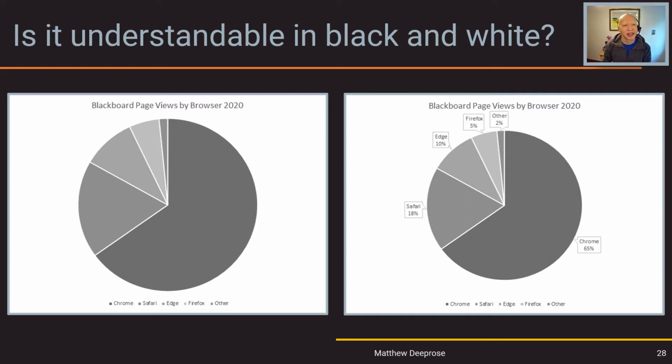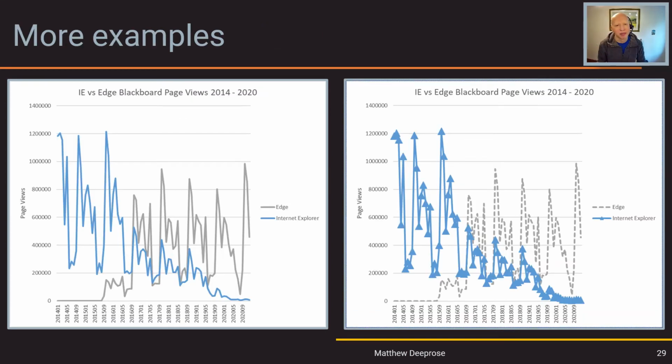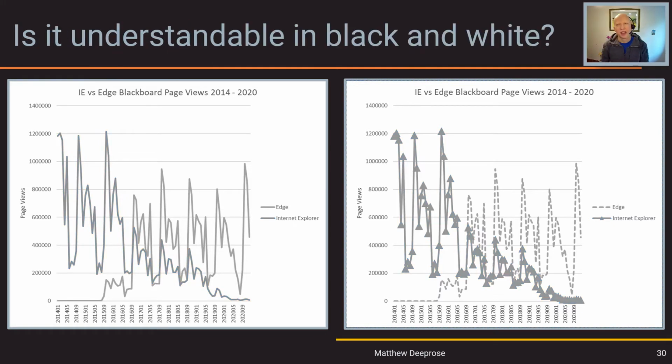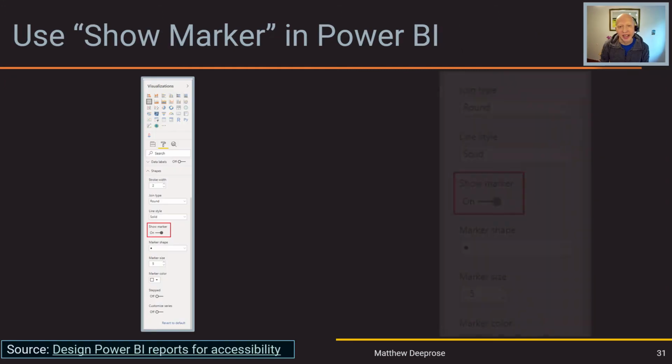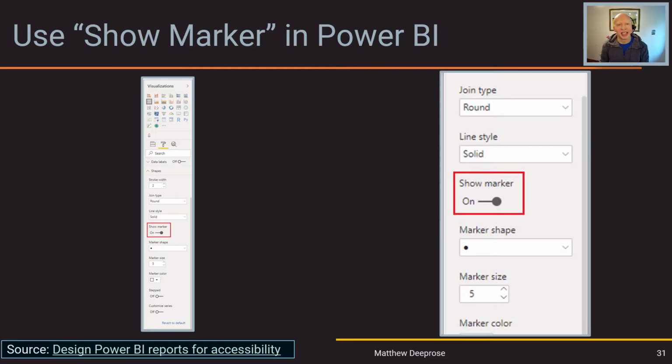So a good practice is to test any content in grayscale to be sure you're not relying on color alone for meaning. Here's an example in the case of a line graph. On the right, I've made use of markers and dotted lines to help differentiate between the two lines in that graph. And you can clearly see the difference in grayscale. Power BI has a handy show marker feature that you can turn on.